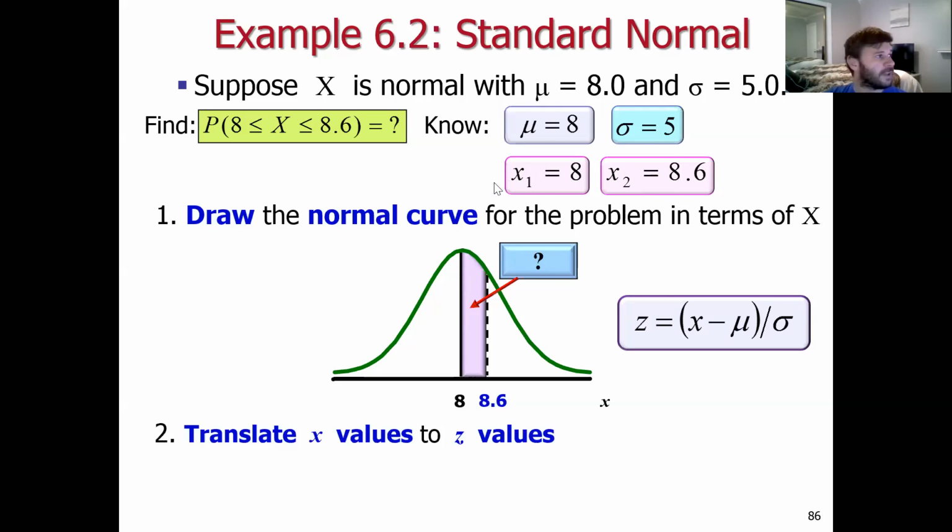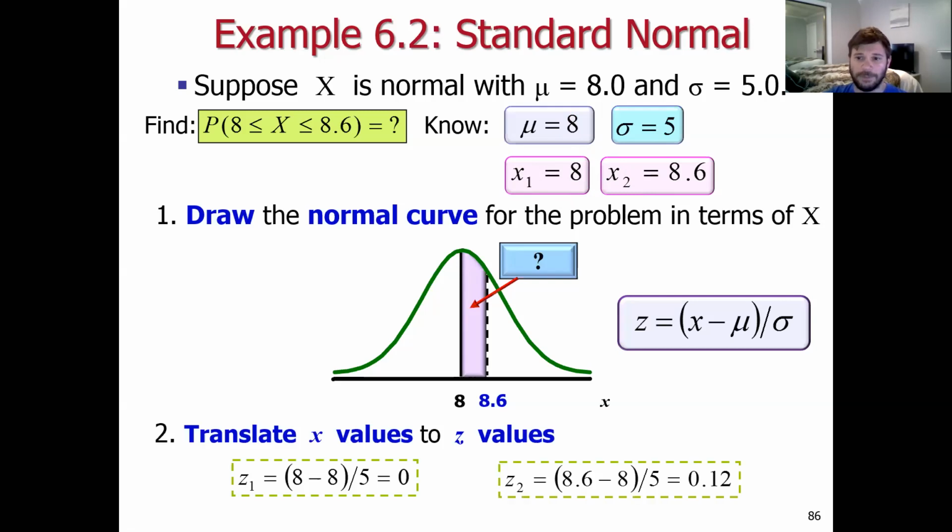Okay, the left x value, you'll notice, is already at the mean. So when we subtract it, we get 0. Then divide by 5, we still get 0. But the x2 value is associated with a slightly larger z-score, as we know it should be from that picture we've drawn here. Okay, so we've transformed our x values into z values.